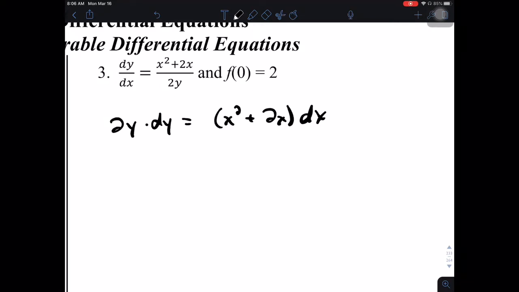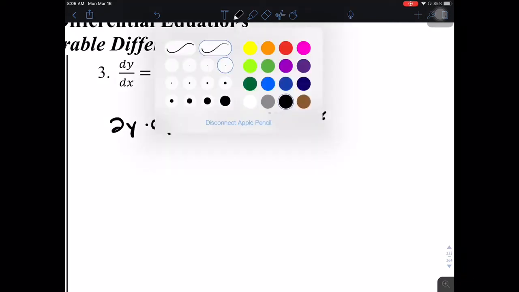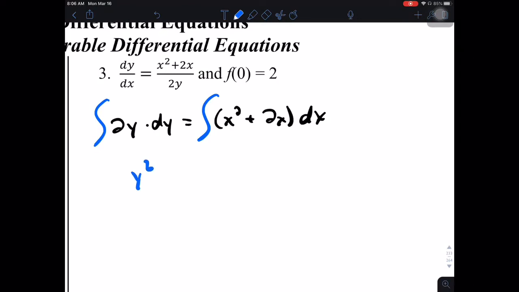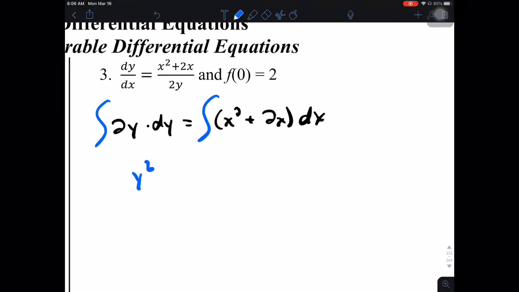Now that our variables are separated, x is on one side, y is on the other, we're going to integrate both sides. The left, if you integrate 2y, add 1 to the exponent, you get y squared. Multiply by the reciprocal of 2, that's a half. 2 times a half is 1. There's an arbitrary constant on the left, but there's one on both sides, so we're just going to write it on the right each time. On the right, integrating x squared is 1/3 x cubed. Integrating 2x is x squared. Throw in your arbitrary constant.